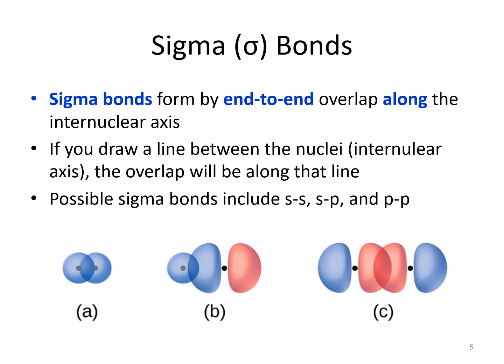Figure A shows a sigma bond formed with two s orbitals. Figure B shows a sigma bond formed with an s orbital and one lobe of a p orbital. Figure C shows the sigma bond between one lobe of a p orbital and one lobe of another p orbital.